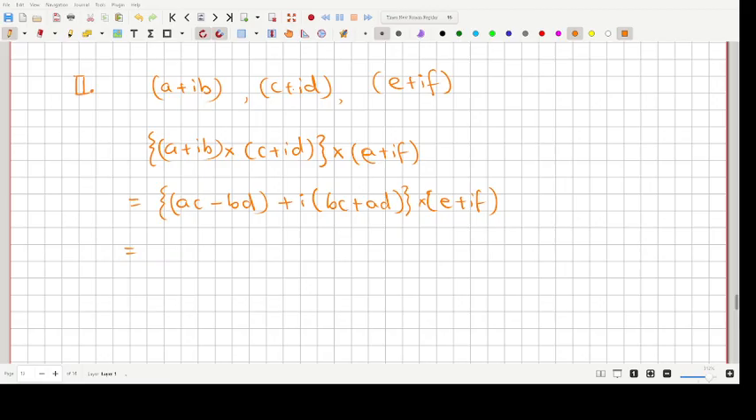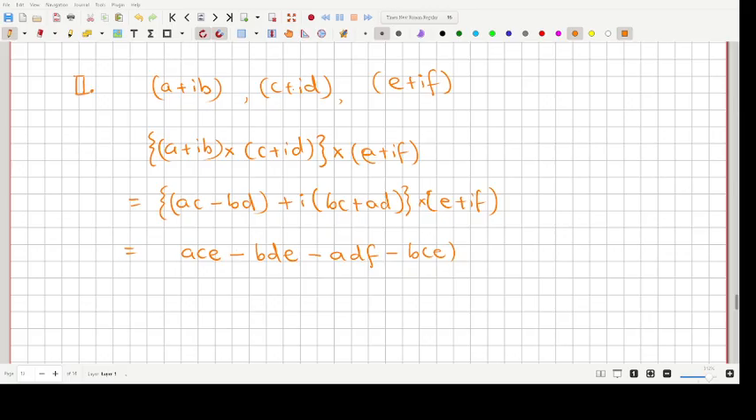So AC minus BD is multiplied with E, that will give us ACE minus BDE, and then BC plus AD is multiplied by F, and we include a negative in front of it. So we shall get minus ADF and minus BCE.